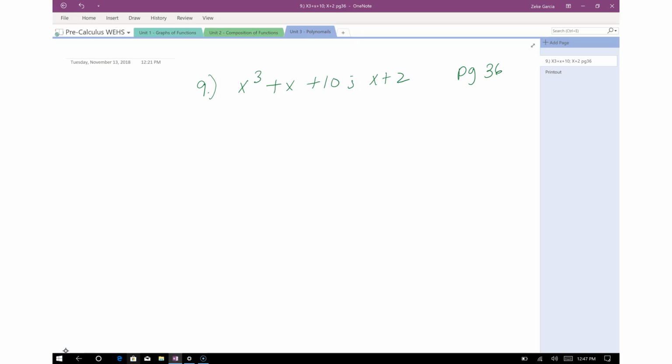What we're going to do is use synthetic substitution to determine whether x plus 2 is a factor of x to the third power plus x plus 10. First of all, you notice that this polynomial is in descending order, but there is an exponent that's missing, that's 2. So we have to take that into account. So I'm going to rewrite it as x to the third power plus 0x squared plus x plus 10, and we're going to check whether x plus 2 is a factor.